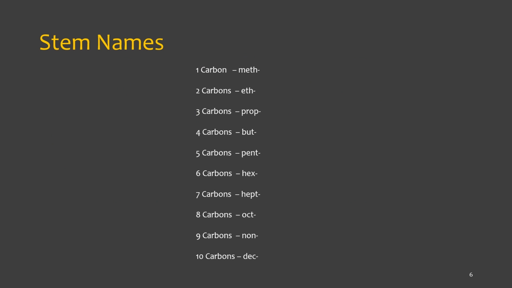Okay, so these are some common stem names. For a 1 carbon chain, it's meth, 2 carbon chain, eth, 3 carbons prop, 6 carbons hex, 8 carbons oct, 9 carbons non, and 10 carbons dec. So this is how we may have an idea. If we somehow memorize these stem names and the common prefixes and suffixes, then these will help you in further naming that organic compound or any hydrocarbon.